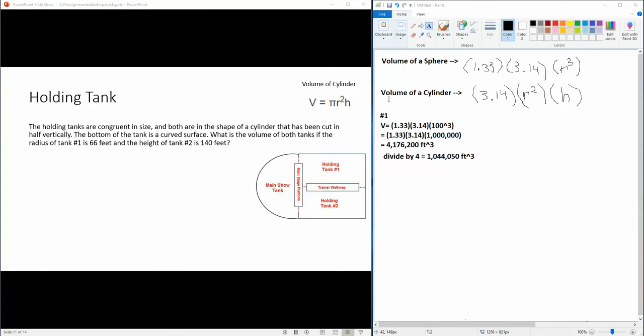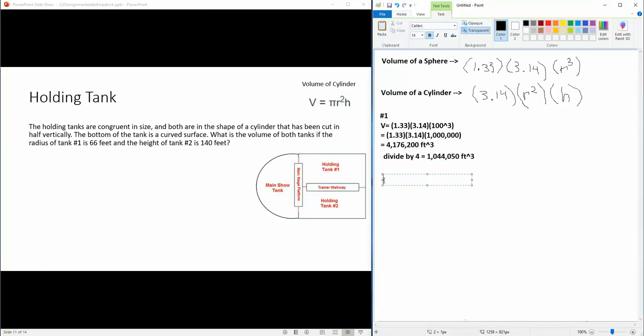The next one is talking about the holding tanks, and the problem itself can get a little confusing in terms of the wording. It's asking you what is the volume of each tank, so it actually is asking you for the half values. Remember, these are 2 half tanks, so the curved part's on the bottom, and then the top is kind of flat.